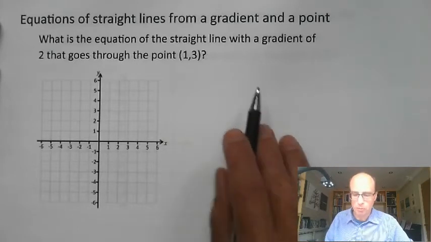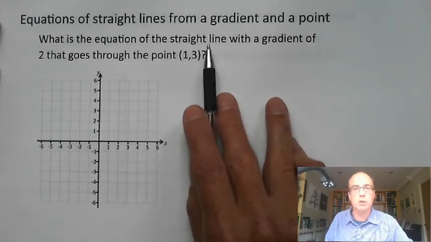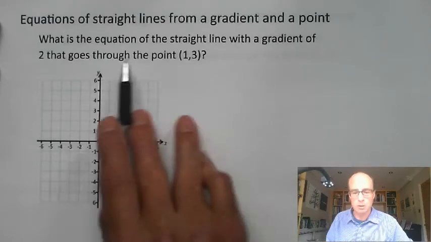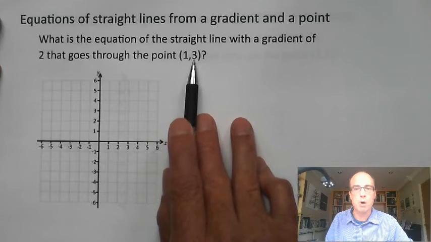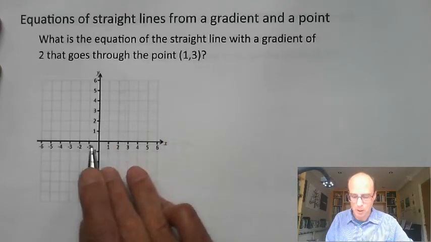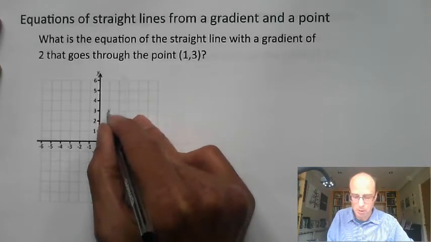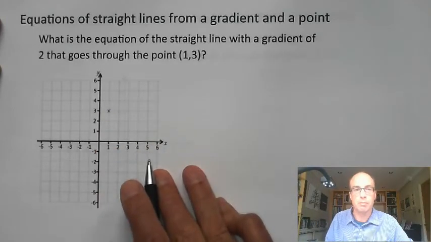So first of all, we've got an example. We're looking for a straight line. We've got a gradient of 2 and it goes through the point 1, 3. So I'm going to mark 1, 3 on my diagram. So 1 over, 3 up, that point must be on my straight line.